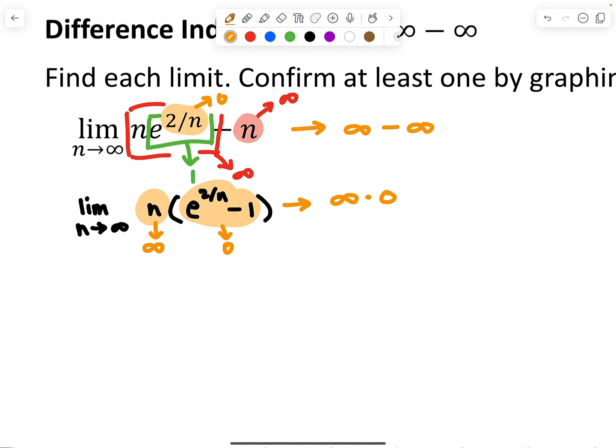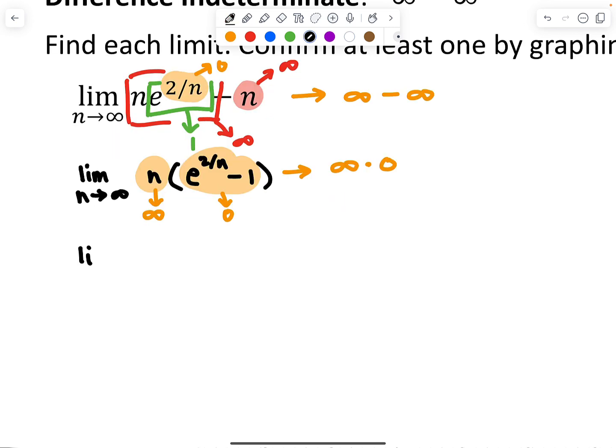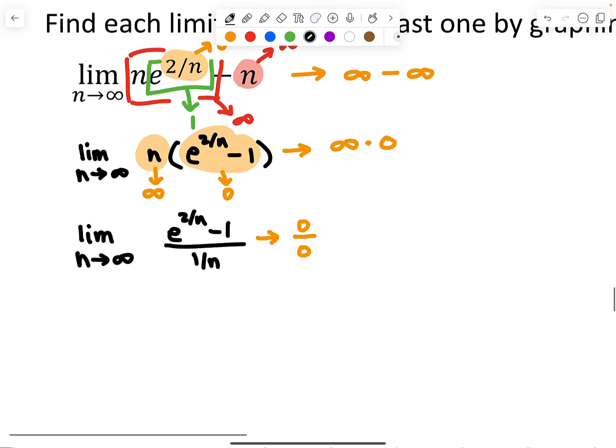And then the product indeterminate, we're going to turn into a quotient indeterminate in a way similar to what we just did a moment ago. I'm going to leave the e to the 2 over n minus 1 alone, but instead of multiplying it by n, I'm going to divide it by its reciprocal. And now, as n goes to infinity, the numerator approaches 0, and so does the denominator. And so we can use L'Hopital's rule.